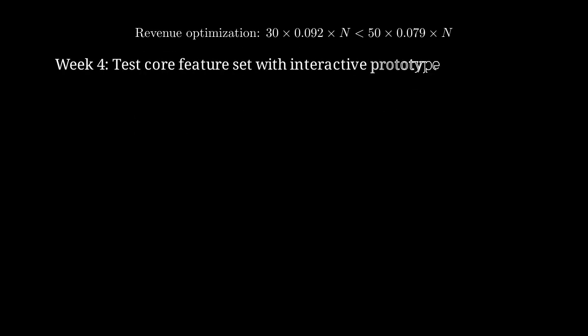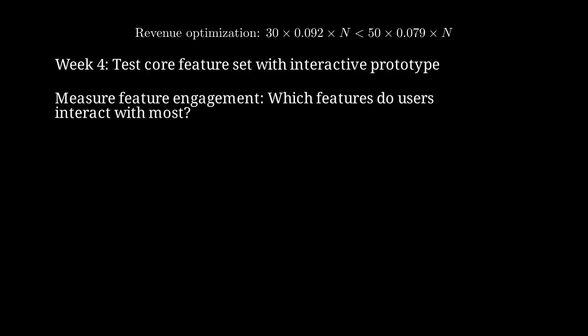Week 4. We test the core feature set using an AI-generated interactive prototype. We show potential customers a Figma prototype powered by GPT-4 that simulates the code review experience. We measure feature engagement. Which features do users click on most? How long do they spend in each section? This tells us what to build first in the MVP.